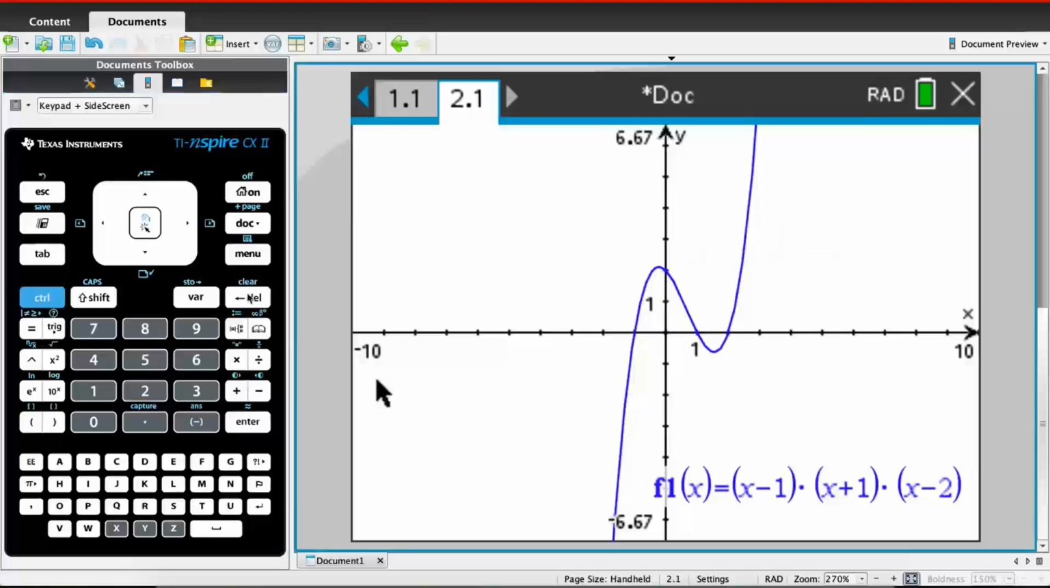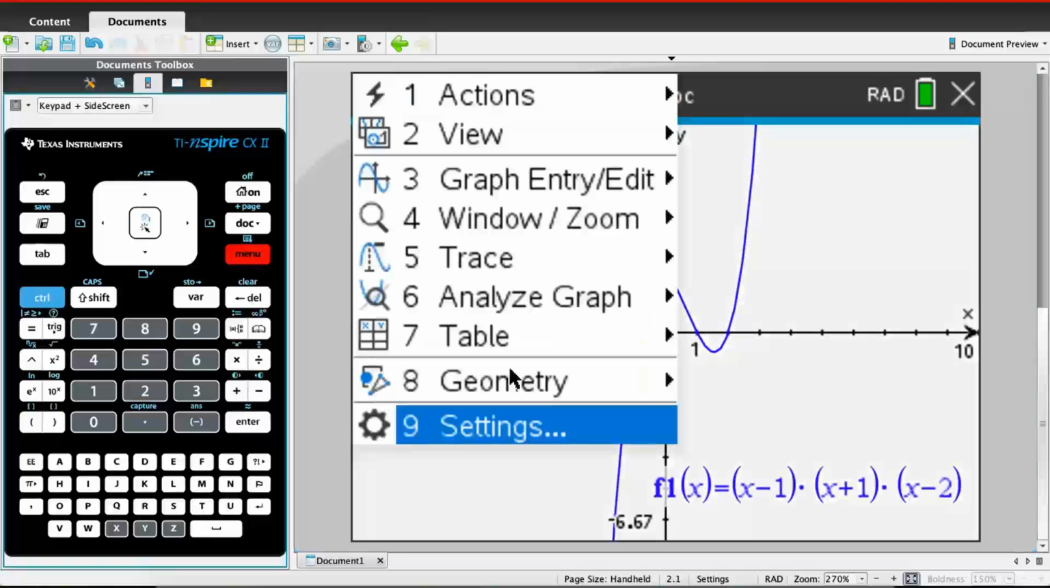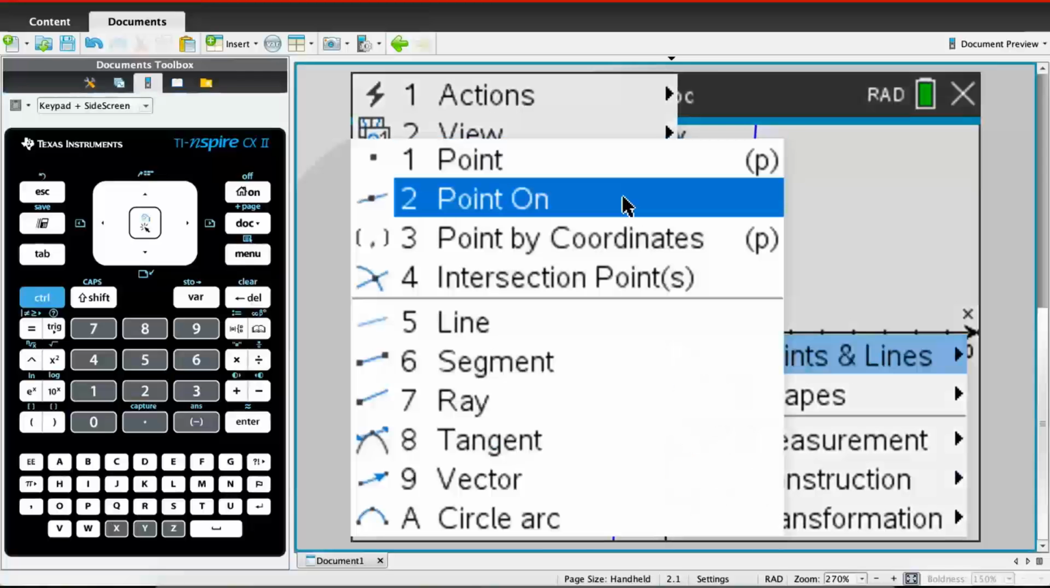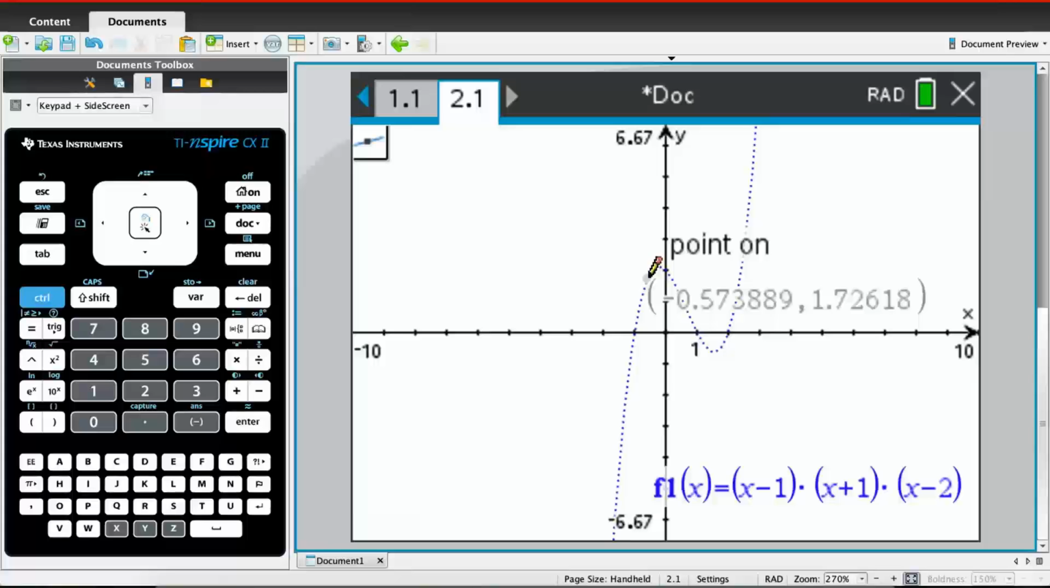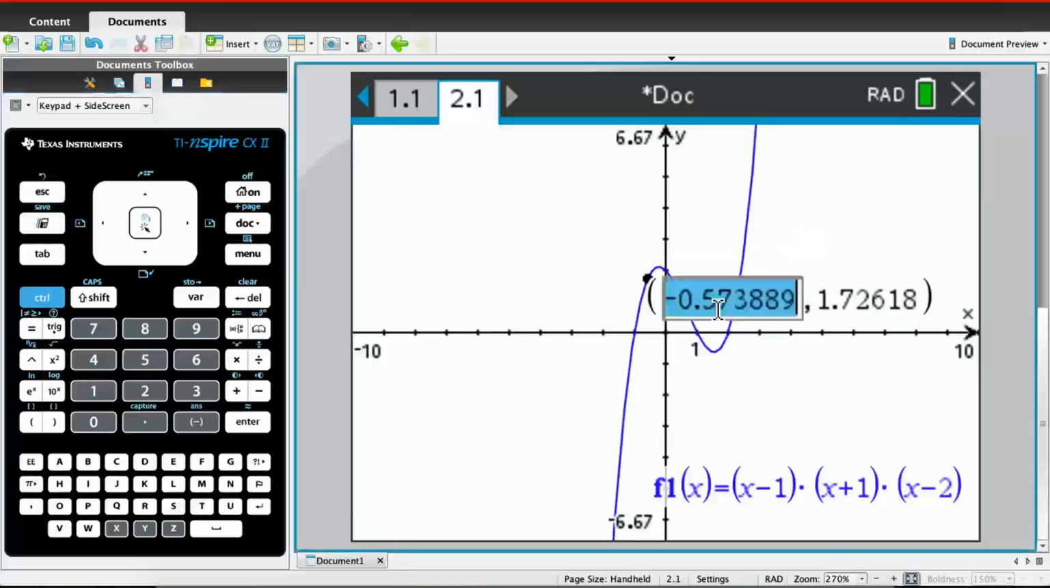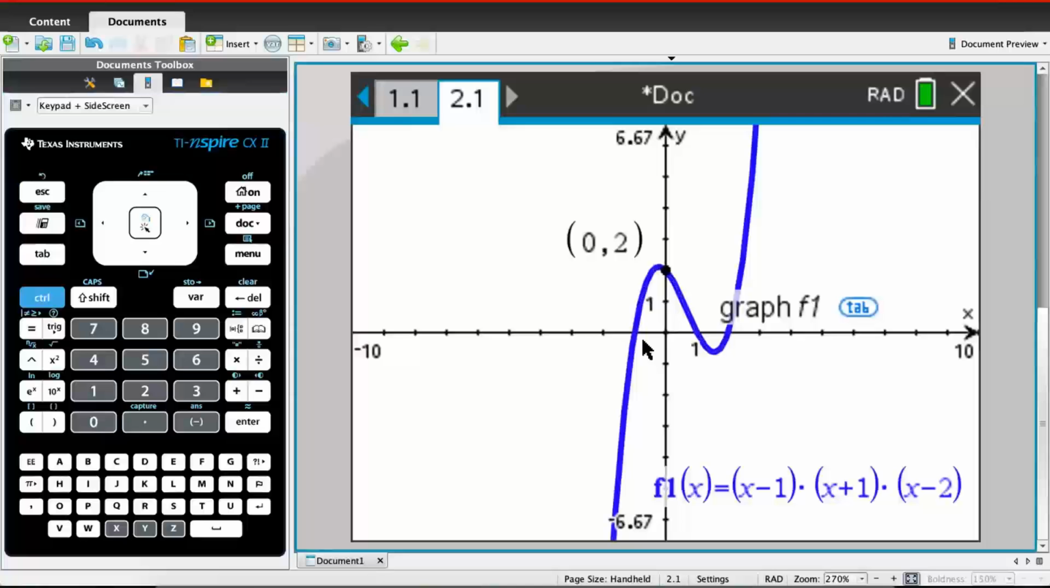So I'm going to do menu, geometry, points and lines, point on, tap the graph once, tap the graph twice, and escape. I actually want the x value of that point to be 0. So double click on the x value and type 0. Straight away I can see that the midpoint between -1 and 1 is where x is 0 and y happens to be 2.